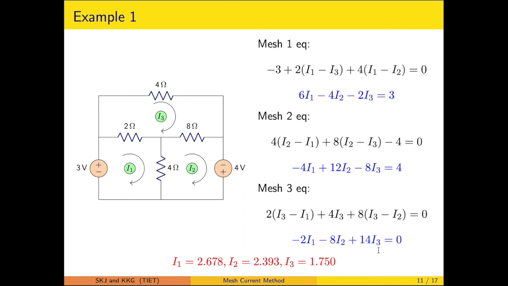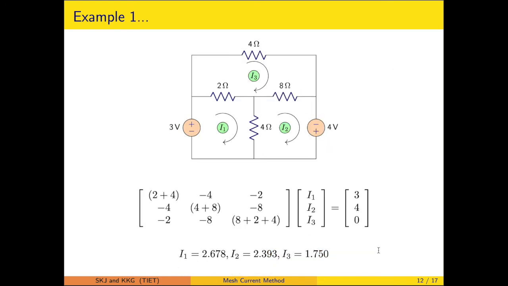Now the beauty of arranging this into the matrix form is replicated here. As it has 3 meshes, it will result in a 3 by 3 matrix. R11, that is the first element, is the sum of the resistances around mesh 1, so 2 plus 4, which by inspection we can write. R12 is the negative of the resistance between the first and the second mesh, so minus 4. On this line we will be able to make a complete arrangement.